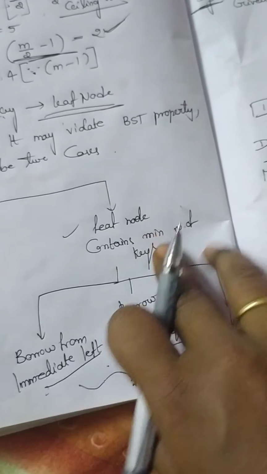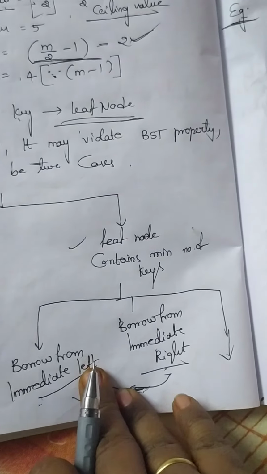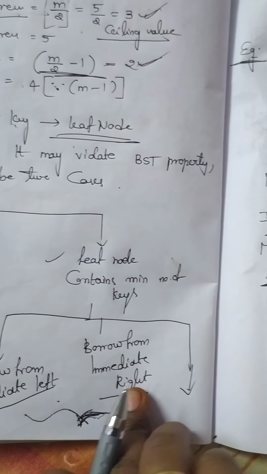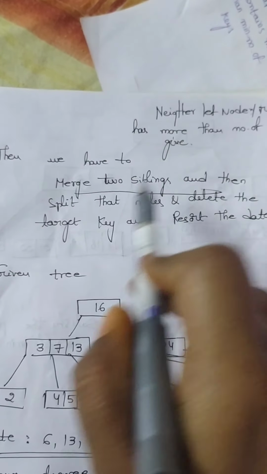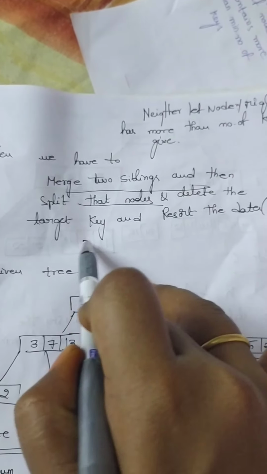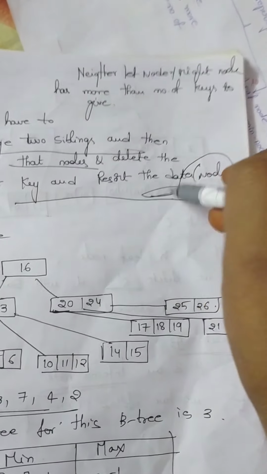So if neither the left nor the right sibling has more than the minimum number of keys, then we have to merge two siblings and then split the nodes, delete the target key, and then resort the data or the nodes which are present here.